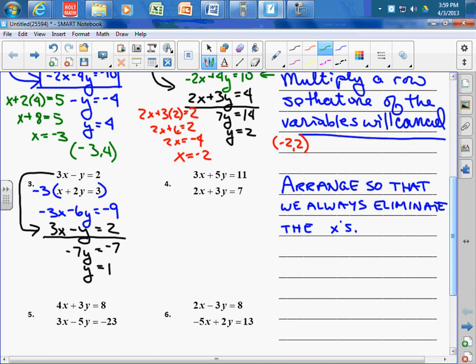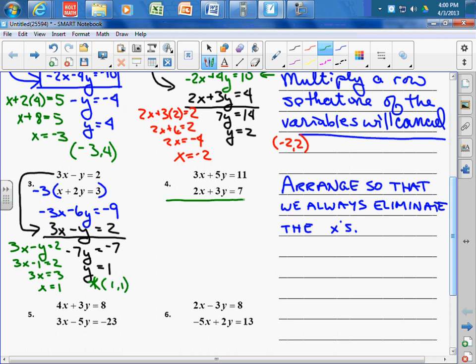So let's put that into the top equation. Doesn't matter. I don't care. It makes absolutely no difference. We'll always come up with the same point here. So 3x minus y is equal to 2. I'm going to put the 1 in for the y, so I have 3x minus 1 is equal to 2. Adding 1 to both sides, 3x is equal to 3. X equals 1. So we have the point 1, 1 as our answer.